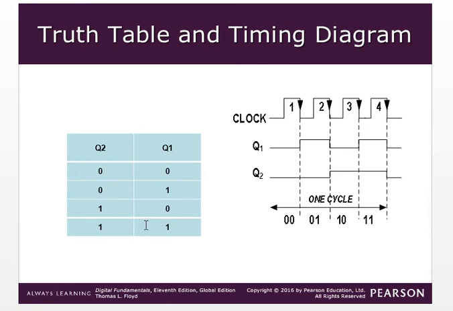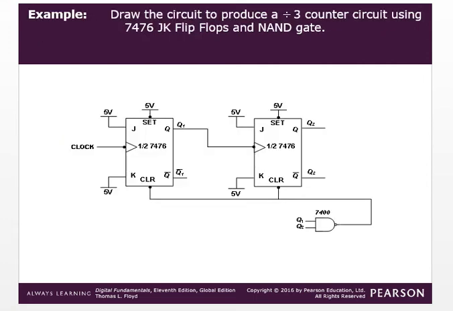So this is an asynchronous counter, or it is called a mod 4 counter. Mod means modulus. Now, how can we produce a divide by 3 counter, that means a mod 3 counter, using JK flip-flops and other associated circuitry? But before that, what is this mod 3 counter or divide by 3 counter?